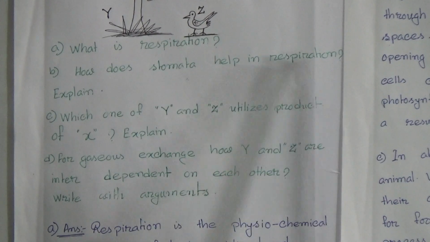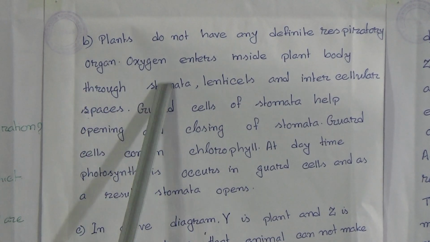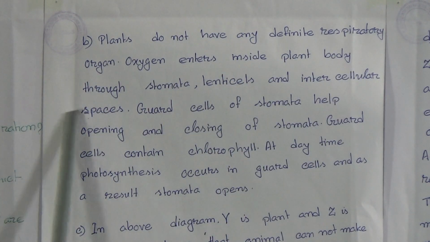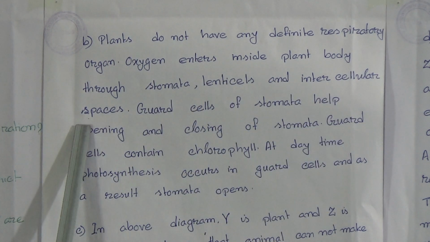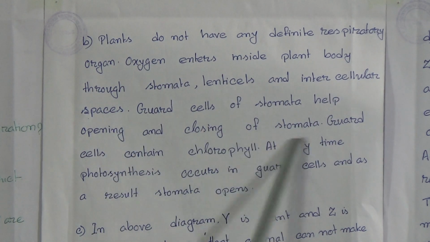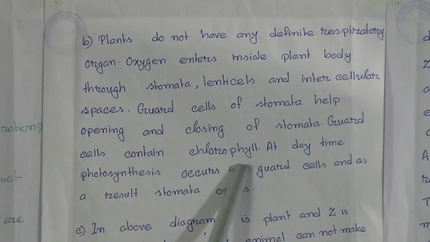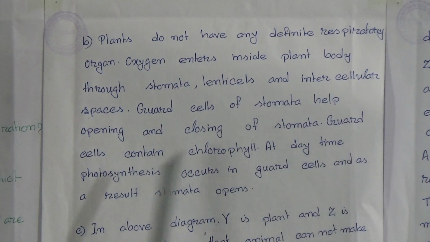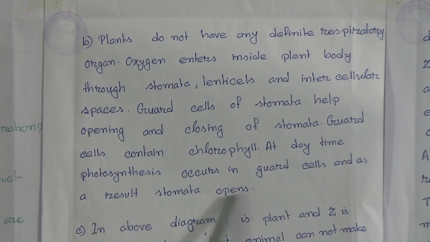Number B. How does stomata help in respiration? Explain. Plants do not have any definite respiratory organs. Oxygen enters inside the plant body through stomata, lenticels and intercellular spaces. Guard cells of stomata help in opening and closing of the stomata. Guard cells contain chlorophyll. At daytime, photosynthesis occurs in guard cells and as a result the stomata open.